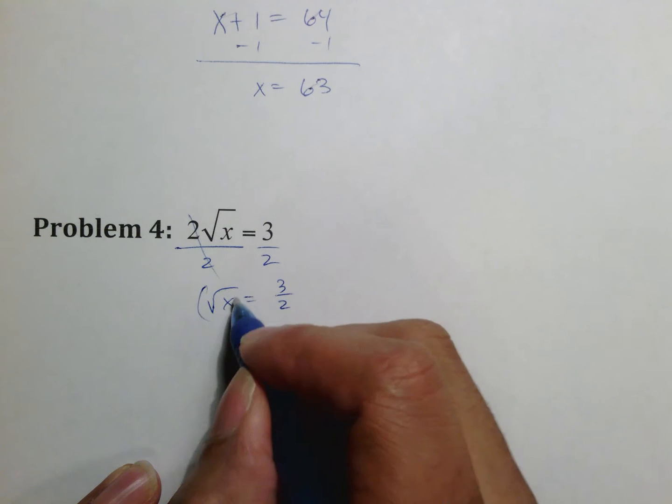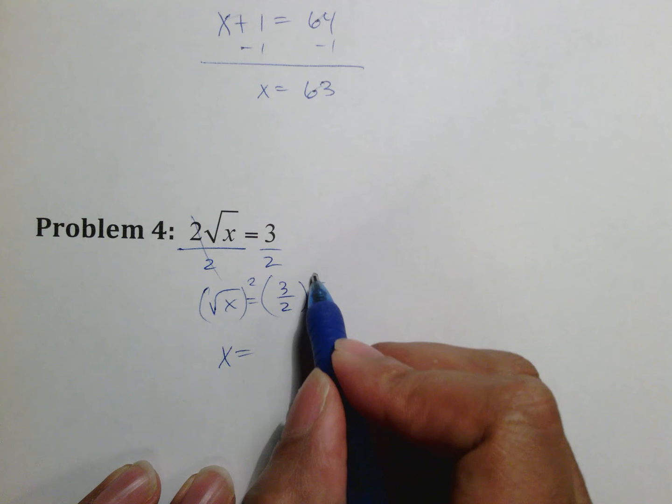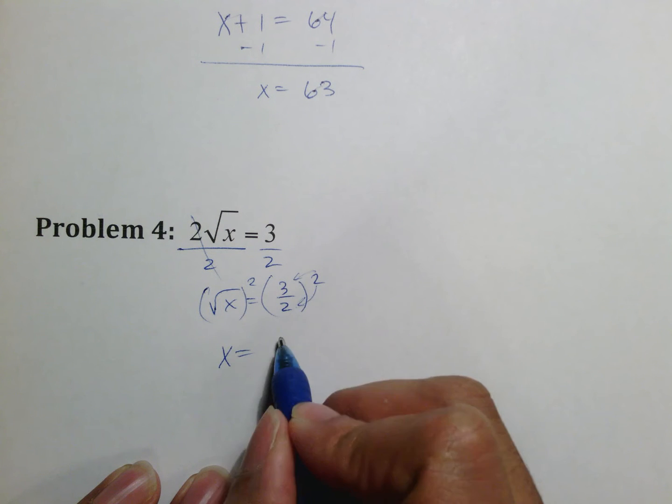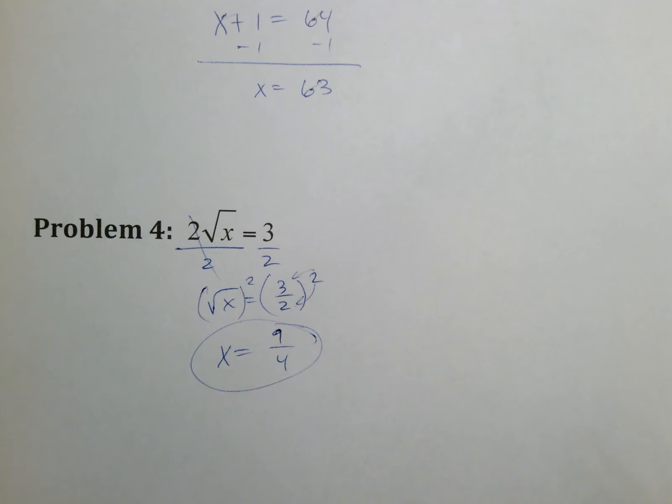Now we want to get rid of the root, so we square both sides, and then if you remember from a long time ago, whenever you square a fraction, you square both parts. 3 squared is 9, 2 squared is 4. That is your final answer.